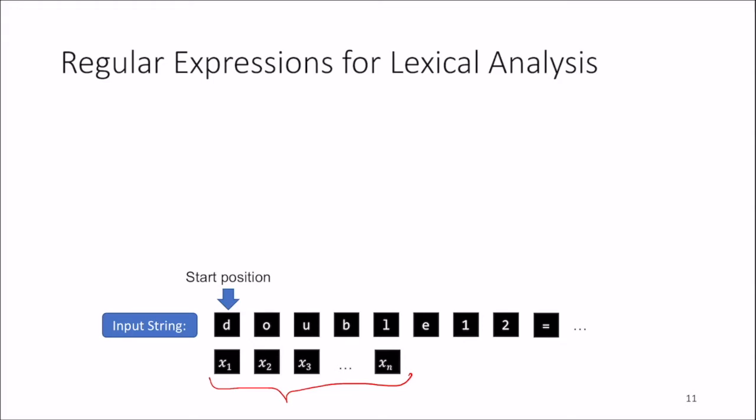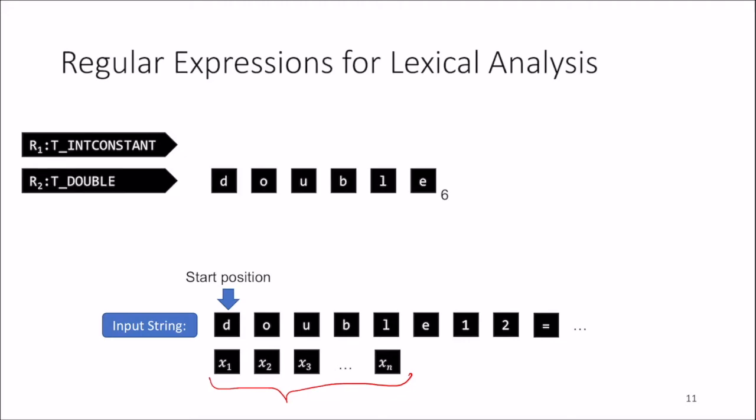And you can see it has a double followed by the numbers 1 and 2, followed by an equal to. So remember that we have this ordered sequence of regular expressions. R1 is recognizing integer constants, so it's not going to match the letter, so it doesn't get any matches. R2 is a regular expression for the double keyword in this programming language. So it matches all the way up to the first 6 characters. So it finds the keyword double, right?